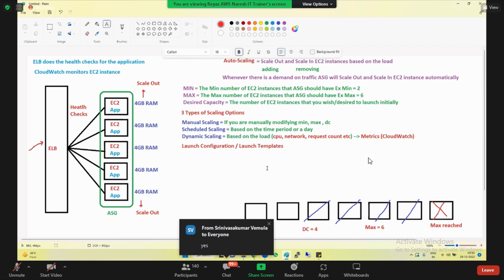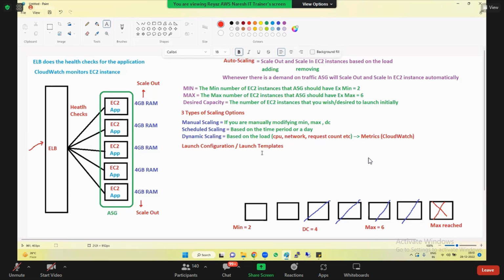So a template means only those seven steps. Does it contain data? No, it doesn't contain any data. Only the configuration: what is the instance type, what is the AMI, what is the security group, what tag is used, what EBS volume is used. Only that configuration you can create a template out of. Using the template, you can launch the EC2 instance on the spot immediately, just like that. That is called a launch template.